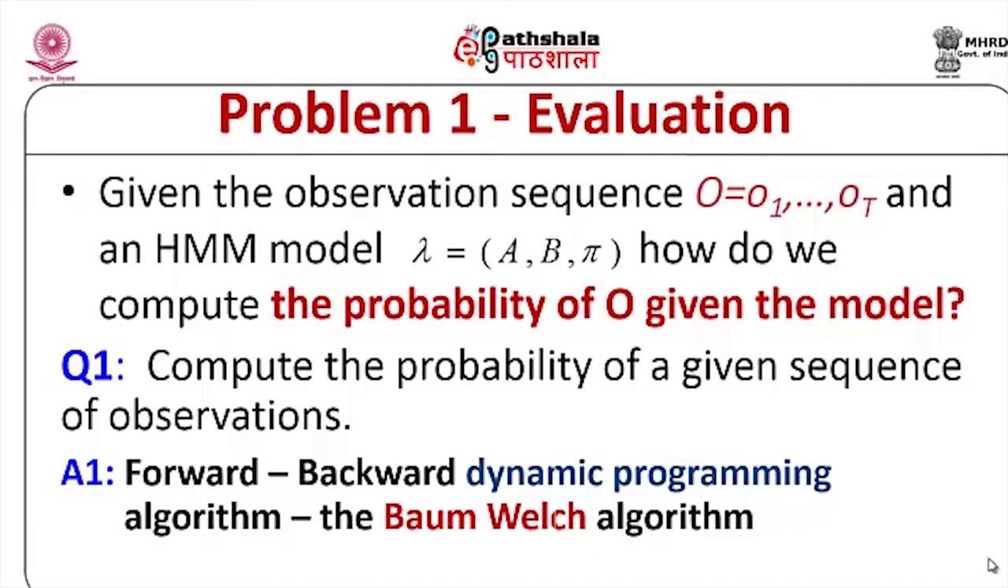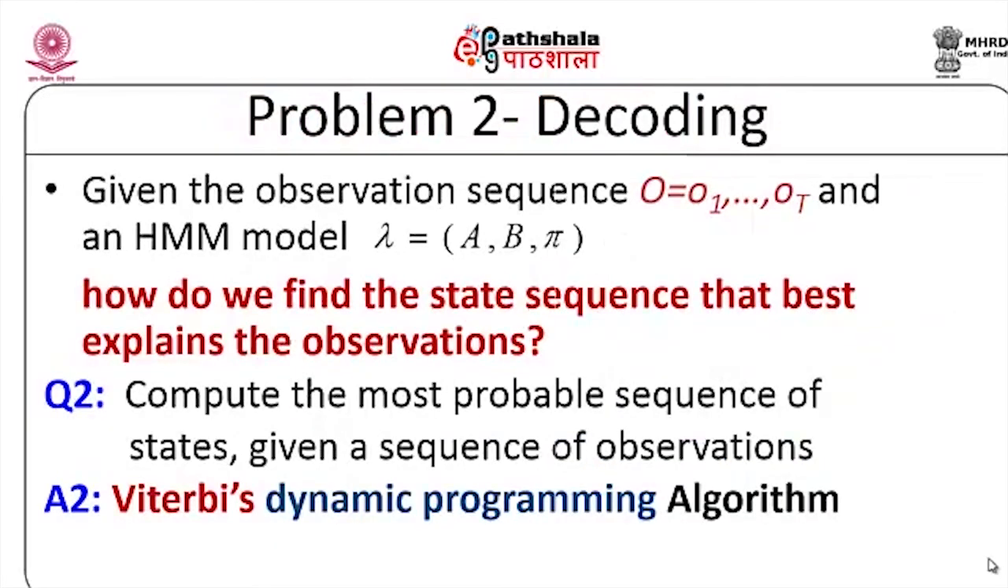So, that is the problem. The probability of the sequence is what we want, and this is done by the forward-backward dynamic programming algorithm, which is called the Baum-Welch algorithm. We will be discussing this algorithm. The second problem is decoding.